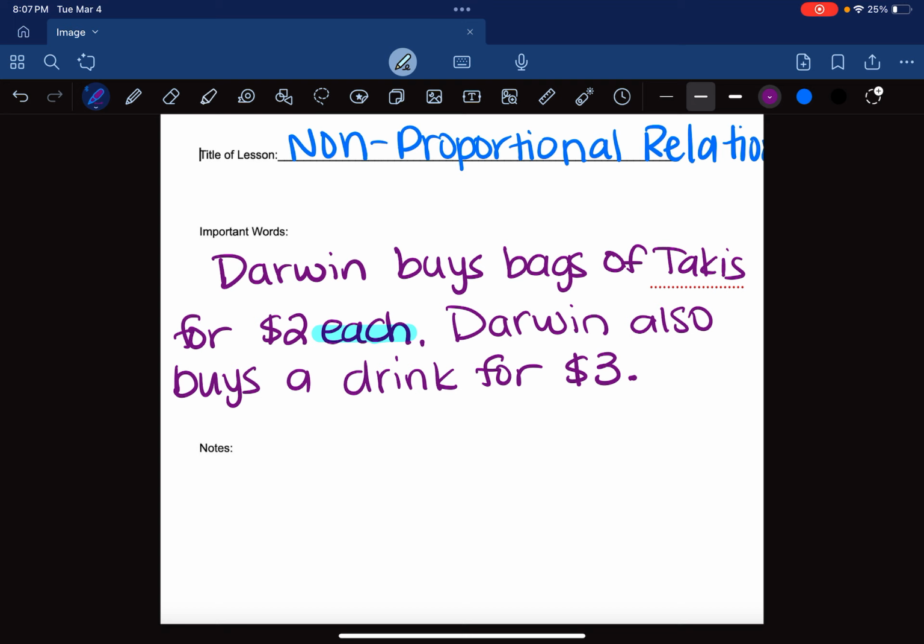So this means that he's going to buy bags of Takis. We don't know how many bags he's buying. That's why this is my slope, because we don't know how many bags he's buying. But for each bag, it's going to cost him $2. But he also buys just one drink. So that's going to add to his total cost. It's going to add $3. So my equation here would look like this. Y equals 2x plus 3. 3 being my y-intercept and 2 being my slope.